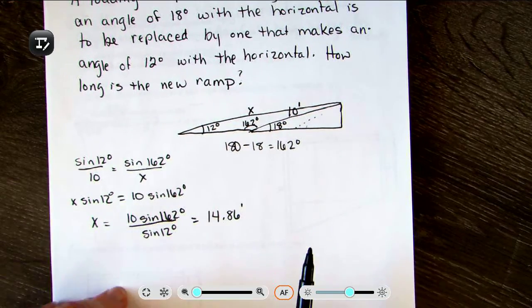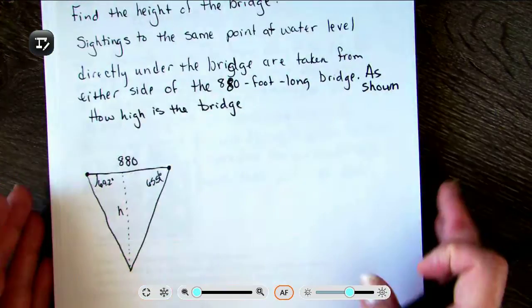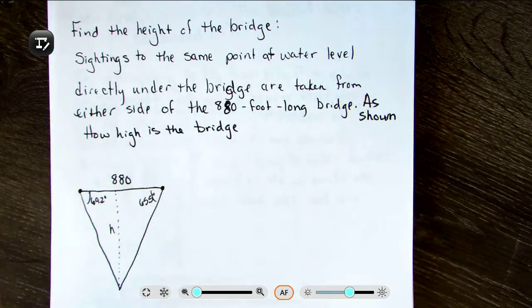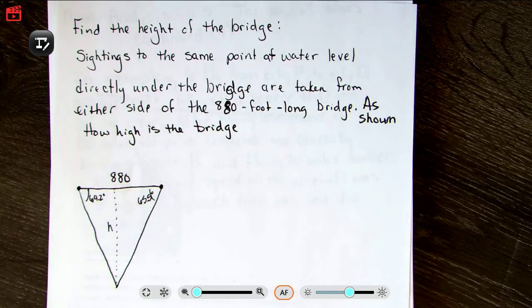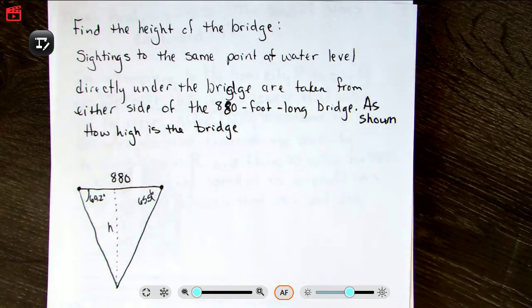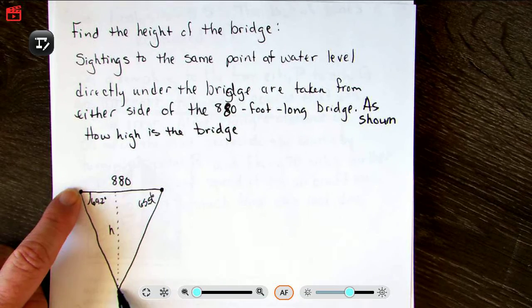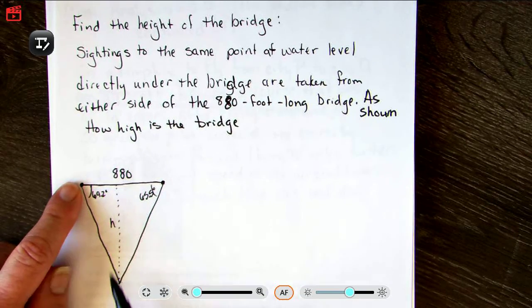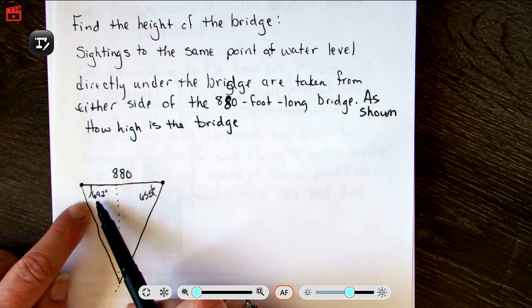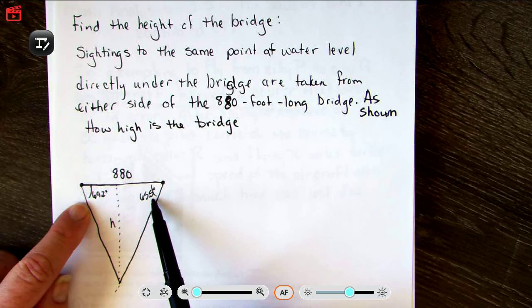Okay, let's do another one, and again, I did write this out to save time. We're going to find the height of a bridge. So we have this bridge, and this happens to be one of the highest bridges in the world. It's over the Royal Gorge, which is on the Arkansas River in Colorado. I've never been there, but this bridge is 880 feet long. That's in the problem. And two people, one on each side, took sightings to a rock. So there's something down here in the water. And the sightings they found were 69.2 degrees and 65.5 degrees.